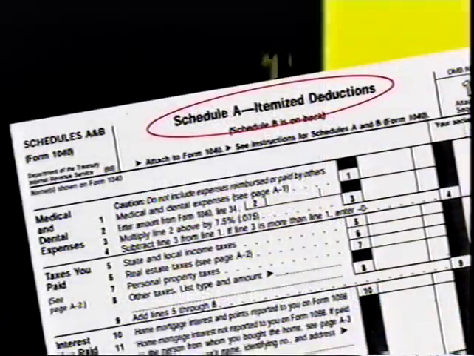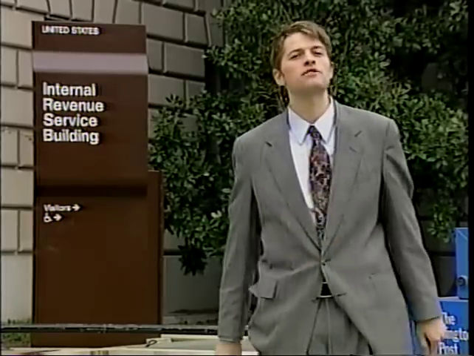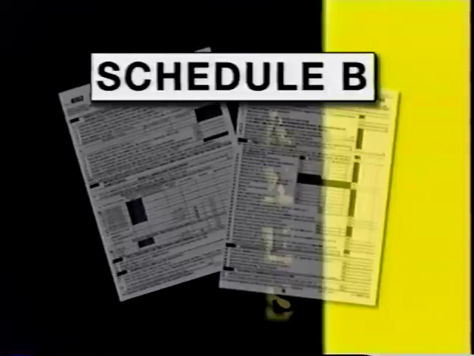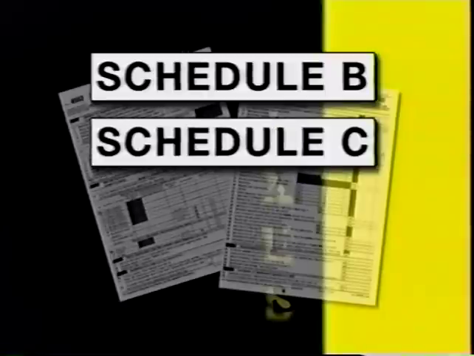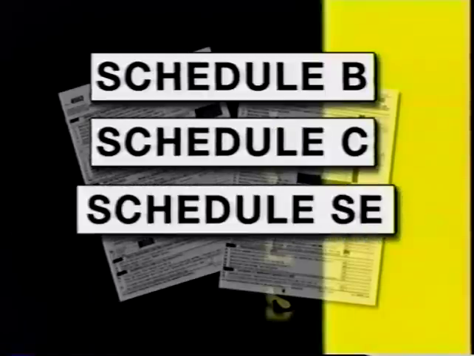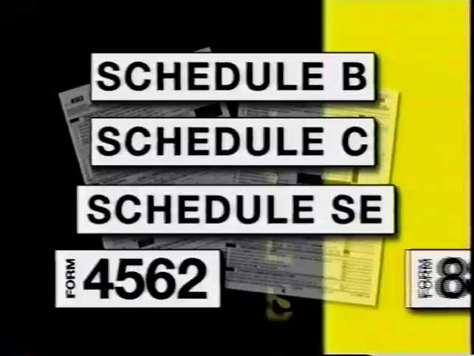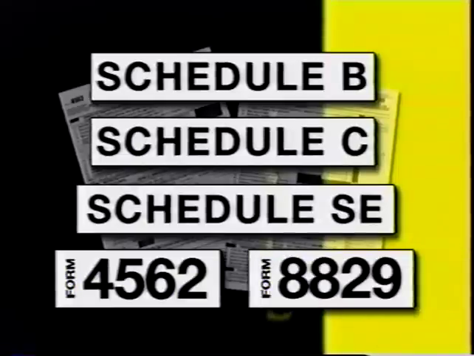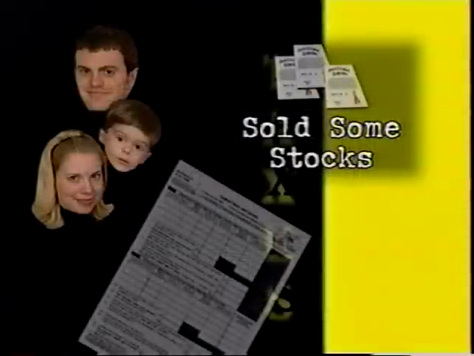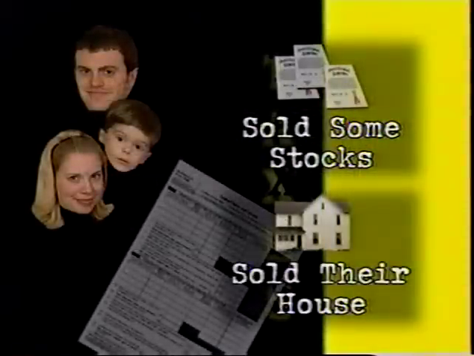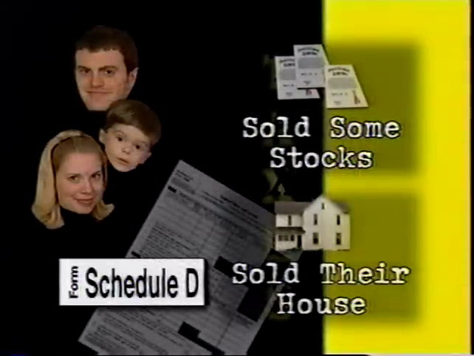So we've picked up Schedule A. The Hendersons also received interest and dividend income from their investments, and Vicky's in business for herself. Now we have Schedule B, interest and ordinary dividends, Schedule C, profit or loss from business, Schedule SE, self-employment tax, Form 4562, depreciation and amortization, and Form 8829, expenses for business use of your home.